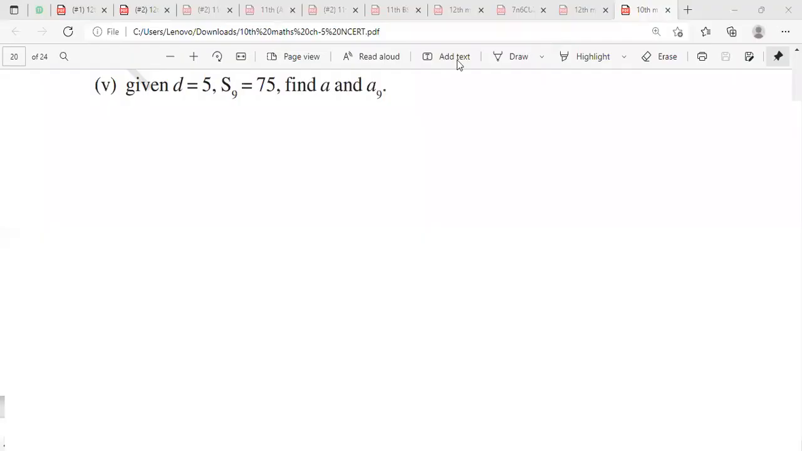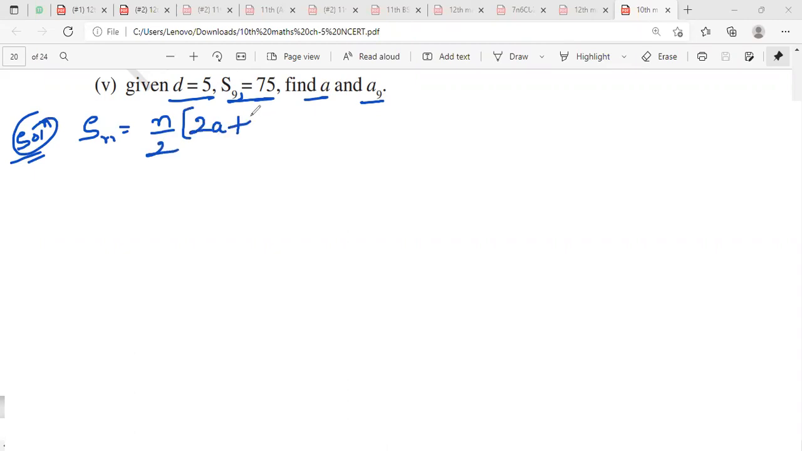The next question: the value of D has been given, that is 5. The sum of 9 terms has been given, 75. We have to find the first term and A9. S9 is equal to 75. We know that Sn is equal to n by 2 into (2A plus (n minus 1) into D).